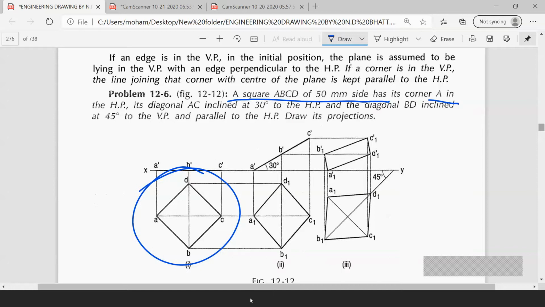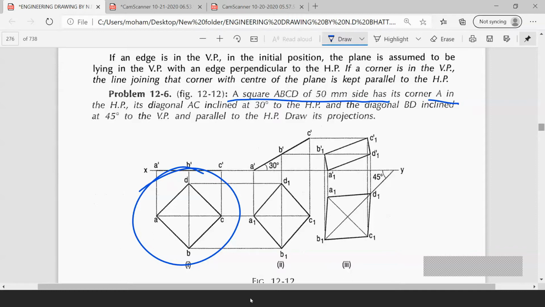He's saying that it is inclined at diagonal AC. This one is A, this one is C. The diagonal AC is inclined at 30 degrees to HP. Now I am making an inclination of 30 degrees with HP. This is the horizontal plane. You will see the inclination in VP. Where do we draw the inclination? We draw it in VP. So after that, the diagonal BD, this one is the B point, this one is A, the resting point is A, this one is the B point.